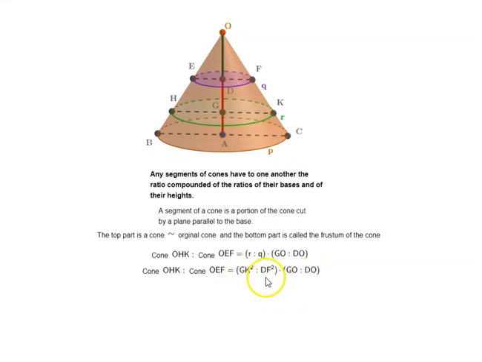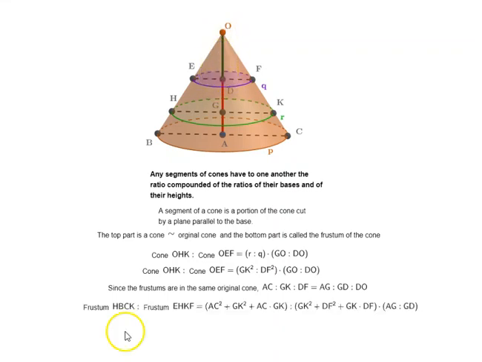So here, remember, we are not specifically looking at duplicate ratios. We are just saying that the cones have to one another a ratio compounded of the ratios of their bases and of their heights. Now, since the frustums are in the same original cone, that means their bases are proportional to their heights. So AC is to GK is to DF is equal to AG is to GD is to DO.